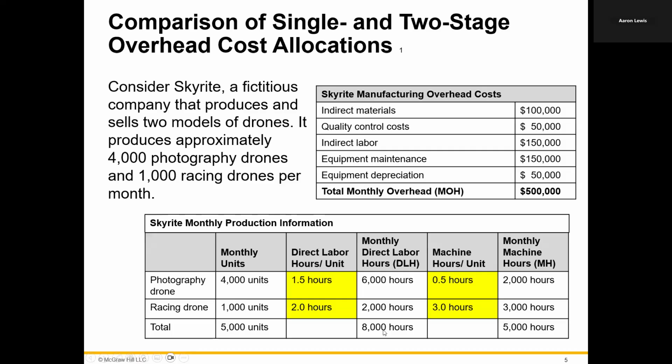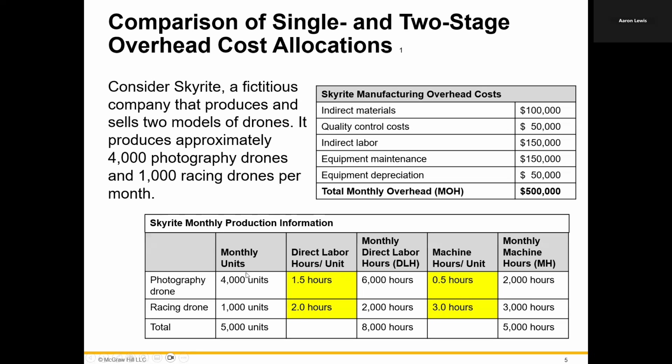But they also have some machining requirements to go through and cut the pieces that need to go into the drones or to help assemble parts of the drone, the chassis, if you will. And for a photography drone, it's only half an hour to machine, while the racing drone is much more machine intensive, that's 3 hours.